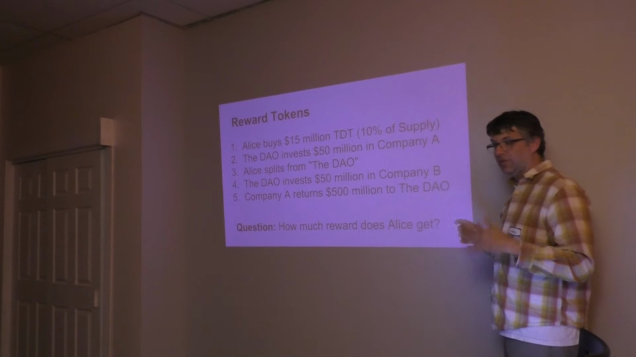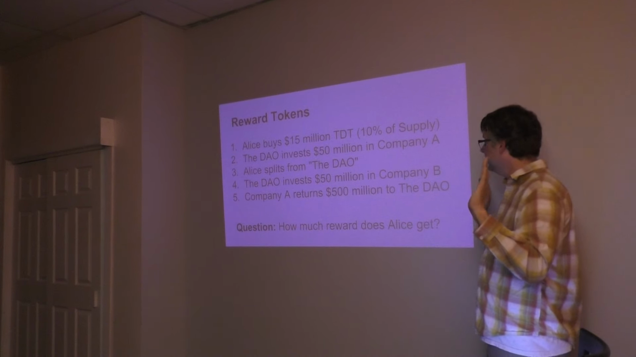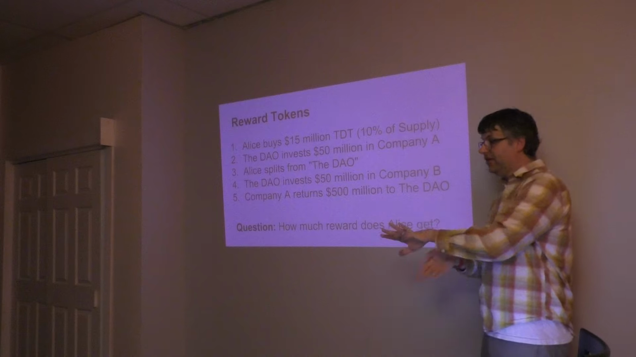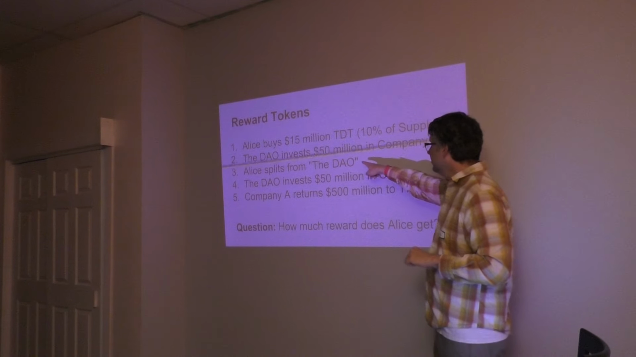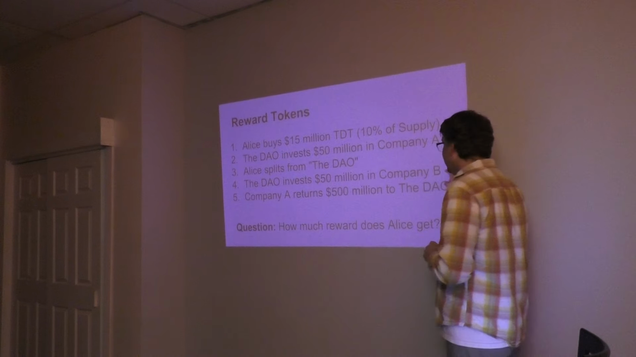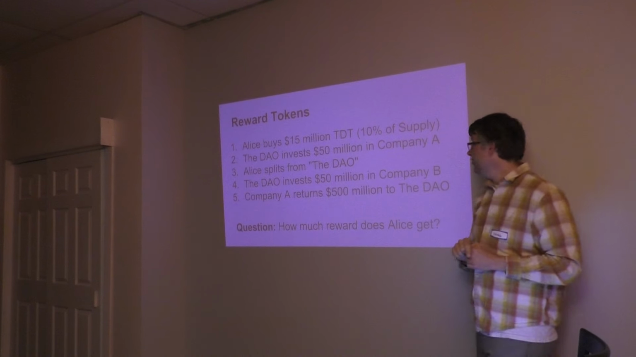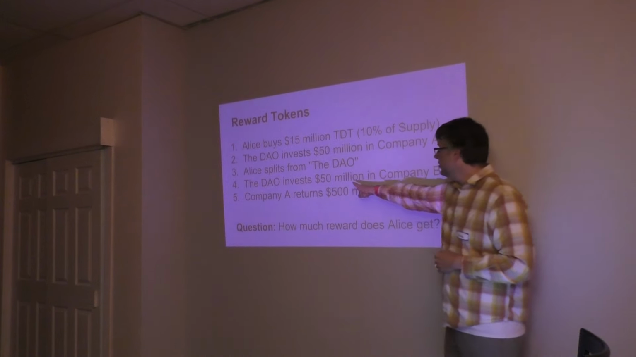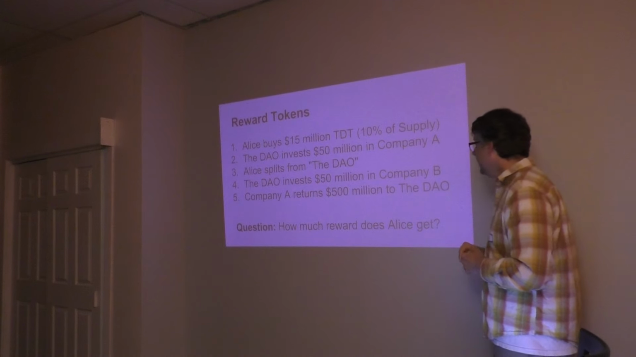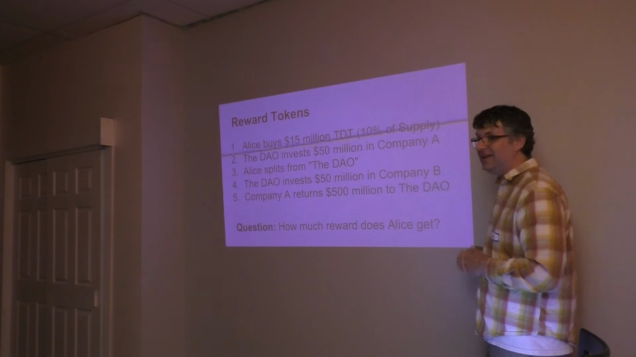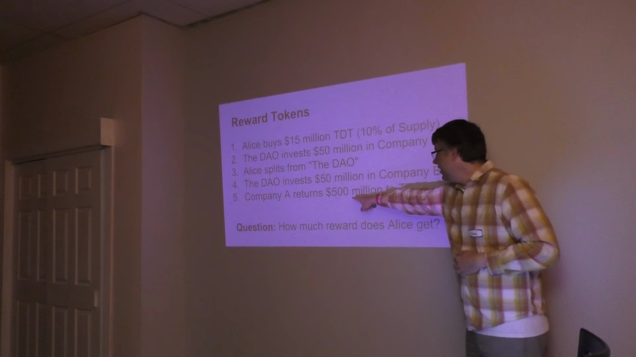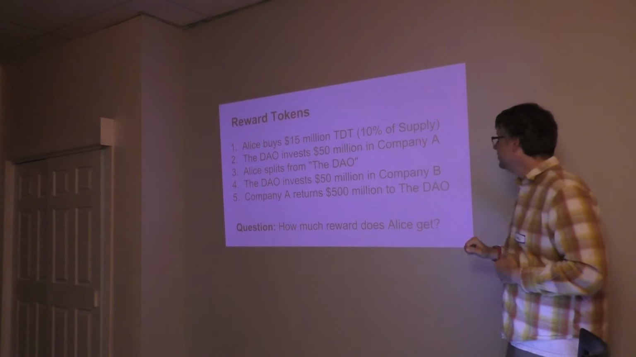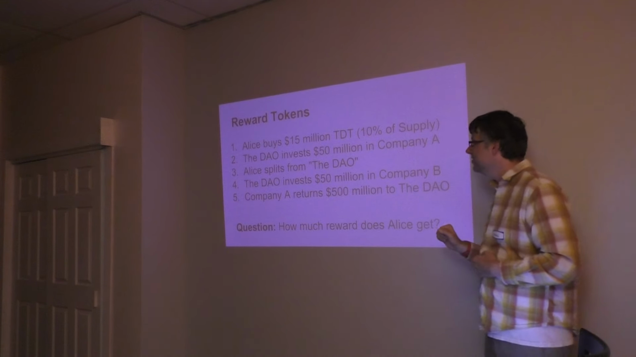And now Alice, for whatever reason, decides, oh, I don't want to be part of this anymore. I'm just going to split off, and I'm going to take all my money with me, and we're going to go elsewhere to another DAO. So Alice can do that. And now, the DAO invests in another company, B, and also puts in 50 million. And at the very end, it turns out company A had a big breakthrough with that investment, and they made a phenomenal amount of money, $500 million. So 10 times the money back, and send it to the DAO.